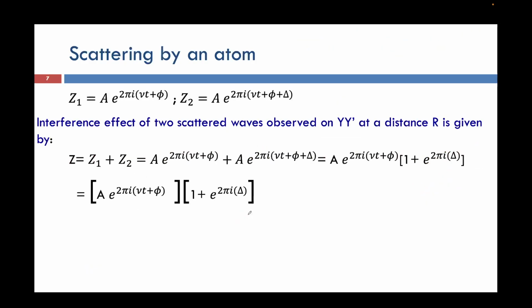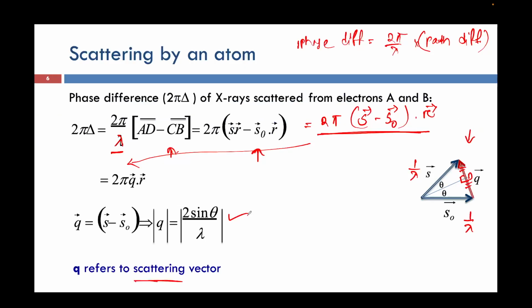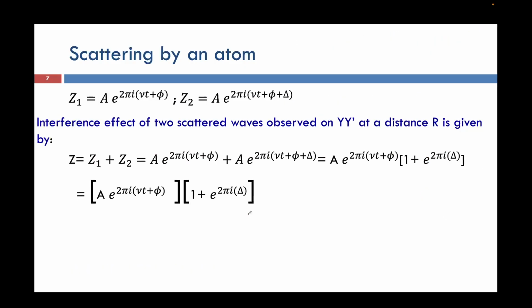So far we have seen the intensity of scattering due to a single electron. Then we have seen the scattering from multiple electrons. Say there are two different electrons; we will see what the intensity will be, because we have calculated the phase difference.